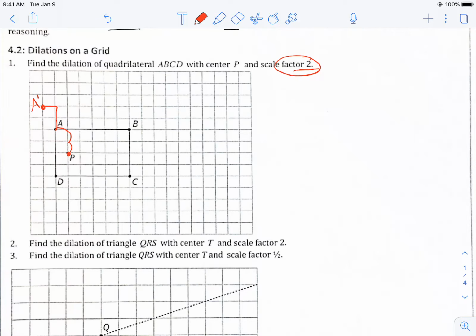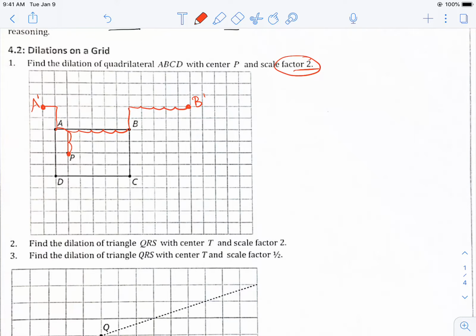Now let's go over to B. So B is up 1, 2, and over 1, 2, 3, 4, 5. So we're going to do the same thing again. We're going to go up 2, 1, 2, and over 1, 2, 3, 4, and 5. This will be our B prime.